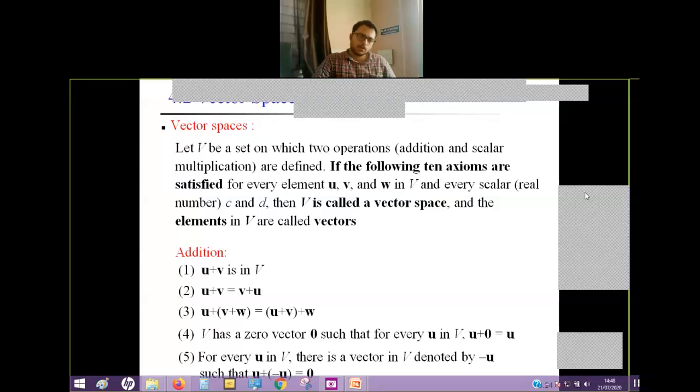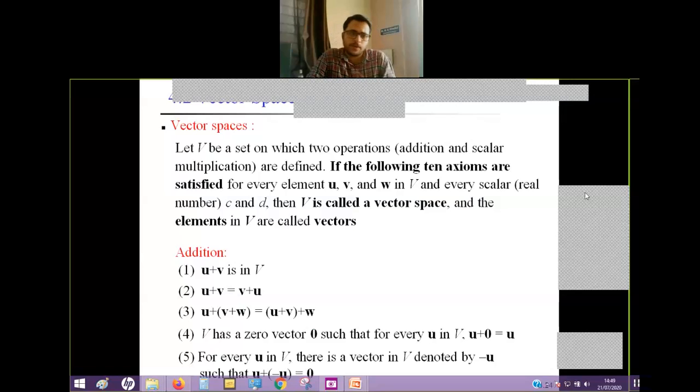Yes. So vector spaces. Let V be a set on which two operations... which two operations? Please see, in the first line of this definition itself, the two operations are addition and scalar multiplication. That's why we have seen vector addition and scalar multiplication. Now you know what vector addition and scalar multiplication are.